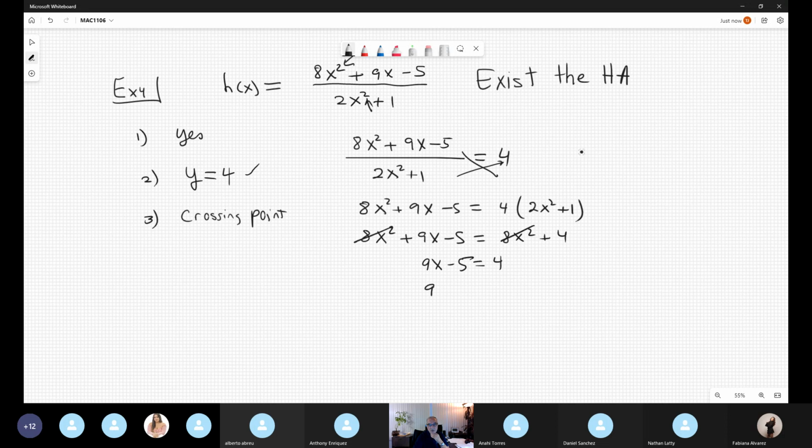We solve for x, a linear equation, easy. 4 plus 5 is 9. Divided by 9 both sides. It's obvious, x equal 1. So the crossing point is the point 1 comma something. 1 comma what? 4. Exactly, it's the y value of the horizontal asymptote. How do you feel in that part? Good. It's easy.